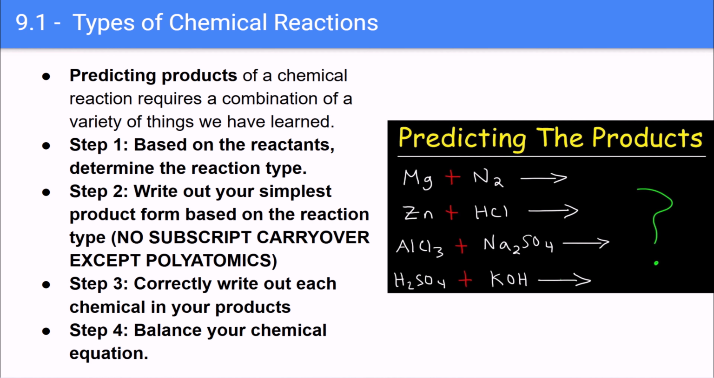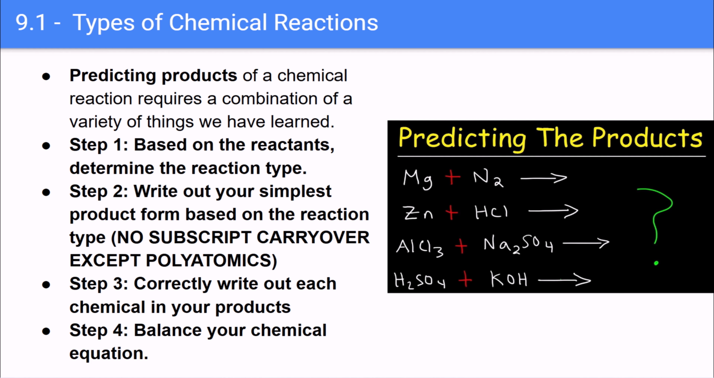So lastly, and arguably the most important thing that we're going to do with chemical reactions is to be able to predict the products of a chemical reaction. It really does require a variety of things that we've already learned and combining them together in order to really be able to go through and write out these balanced equations. So let's walk you through it step by step on what we're going to do here.